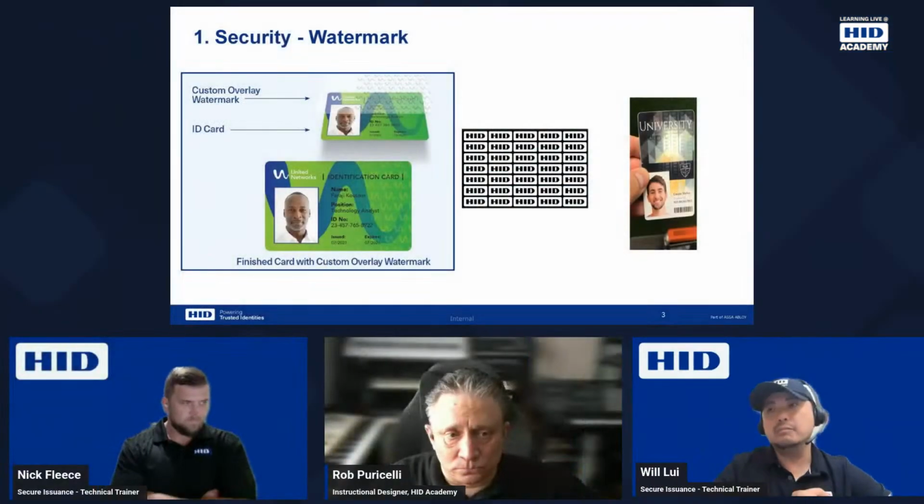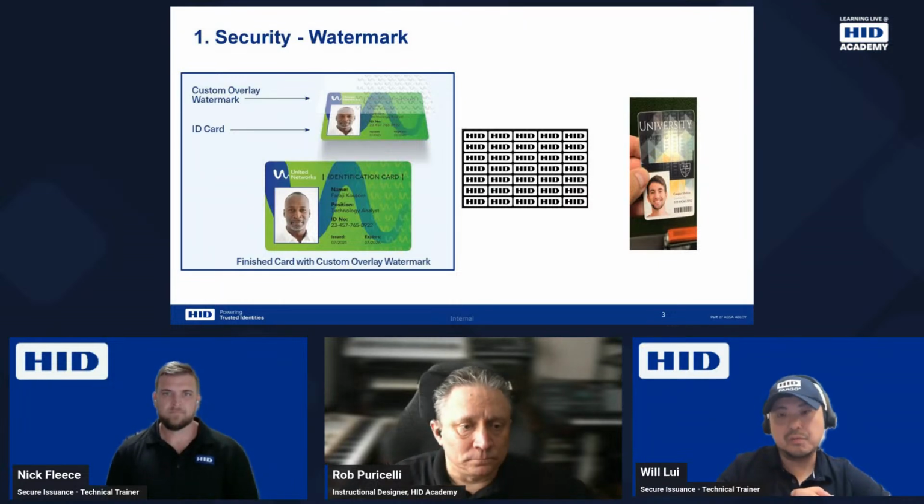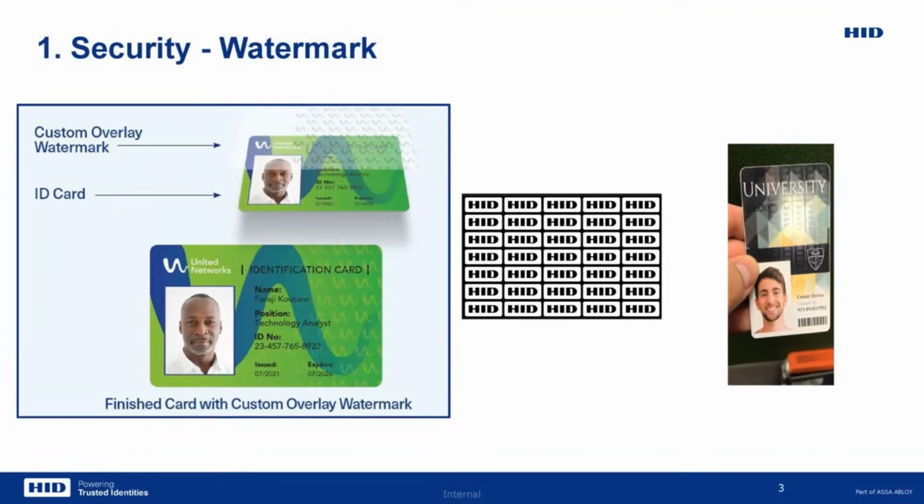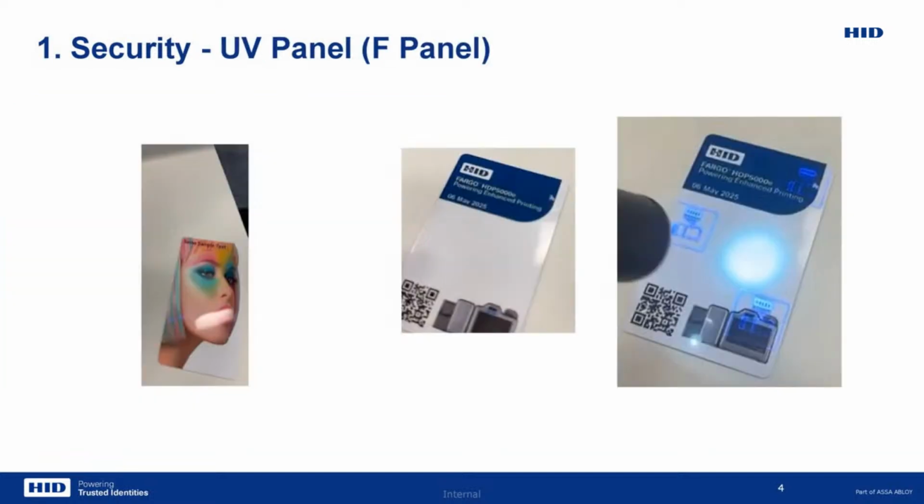So I can give you some examples about the security features. Just now I talked about watermark, right? Watermark is very useful for some DTC printers, like our DTC 1500. The watermark uses the overlay panel to print out, so there is no added cost, such as a custom watermark overlay option. Another one is the forensic panel, which is very useful for colleagues who want to add another layer of security.